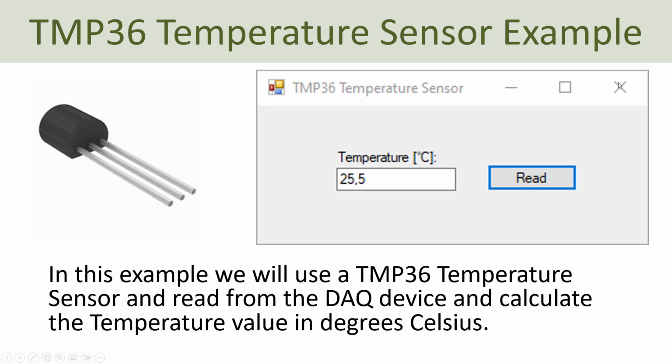So here you see the application for this example, the TMP36 temperature sensor example. So it's very similar to the previous example. We have a text box and we have a button that we click on in order to read a value from the DAQ device, and in this case we are converting the voltage value we are reading into a value in degrees Celsius, but the user interface is almost identical, and also the code is almost identical. So here you see the TMP36 temperature sensor that we are going to connect to the DAQ device. It's a very small and simple to use temperature sensor, and it's also quite cheap. It costs $1 or $2 or something, and you can buy it almost everywhere.